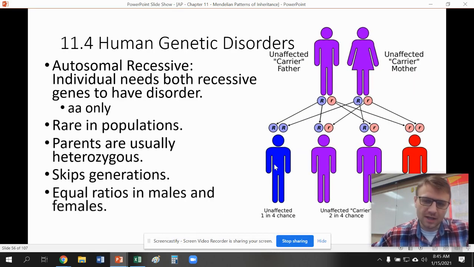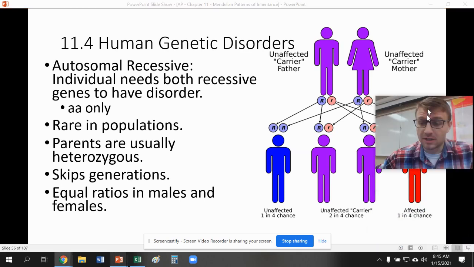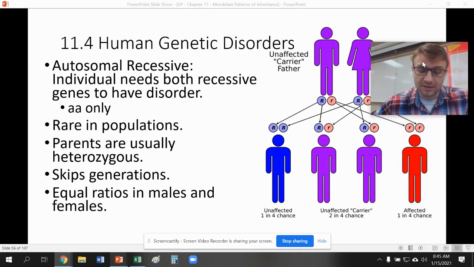The autosomal recessive disorder is a little bit different. You need little a, or the homozygous recessive, to get this. So you can see here that we both have carriers, and with those carriers, they can pass on the recessive allele without having it themselves. You can see here the 1 in 4 that's affected.